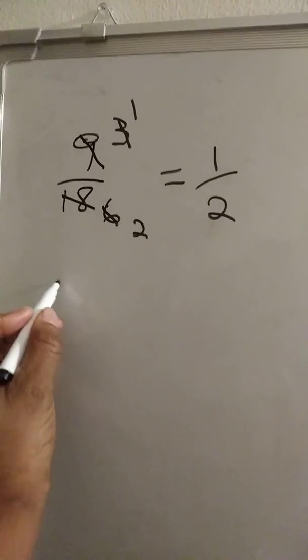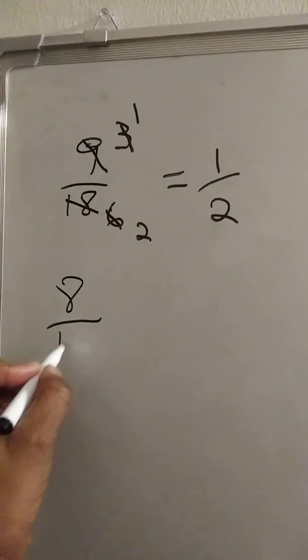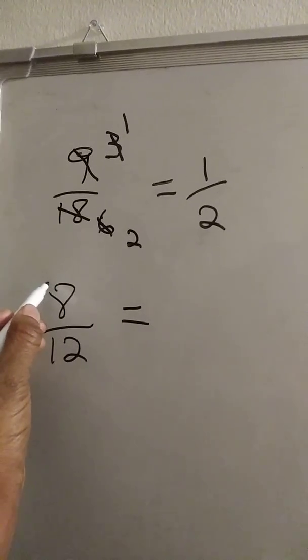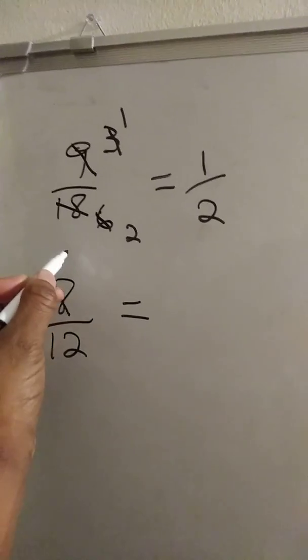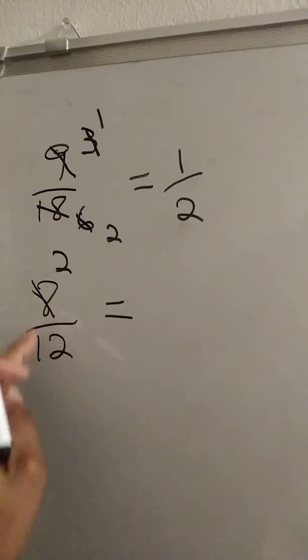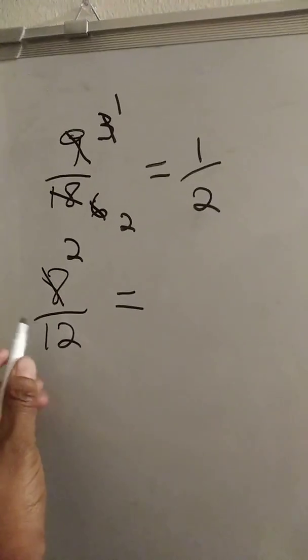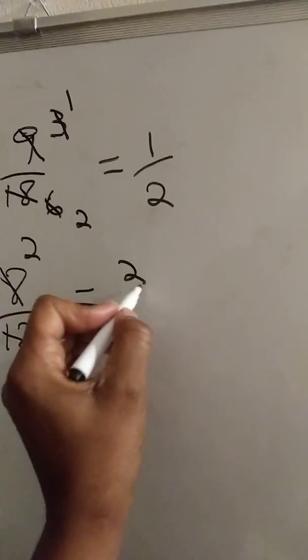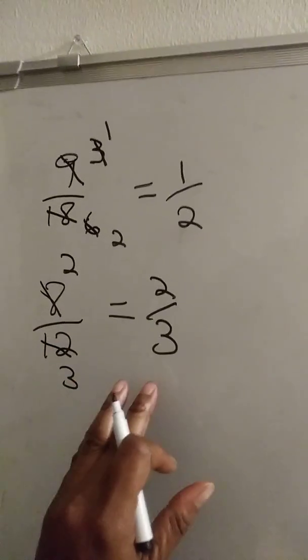Take 8 over 12. 4 into 8 goes 2 times. 4 can go into 8 and 4 can go into 12. 4 into 12 goes 3 times. So the answer is 2 over 3, which is now in its lowest form.